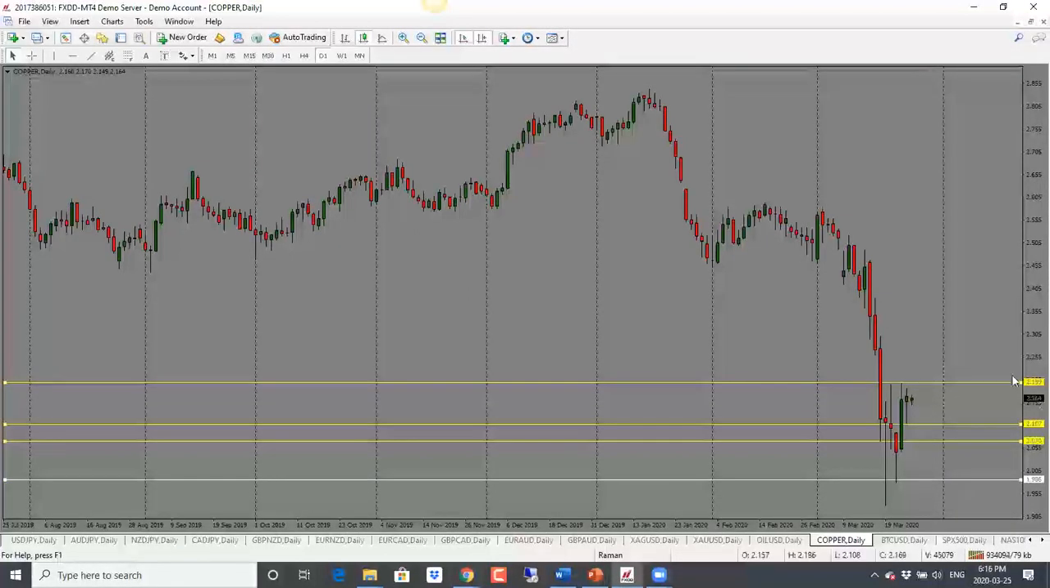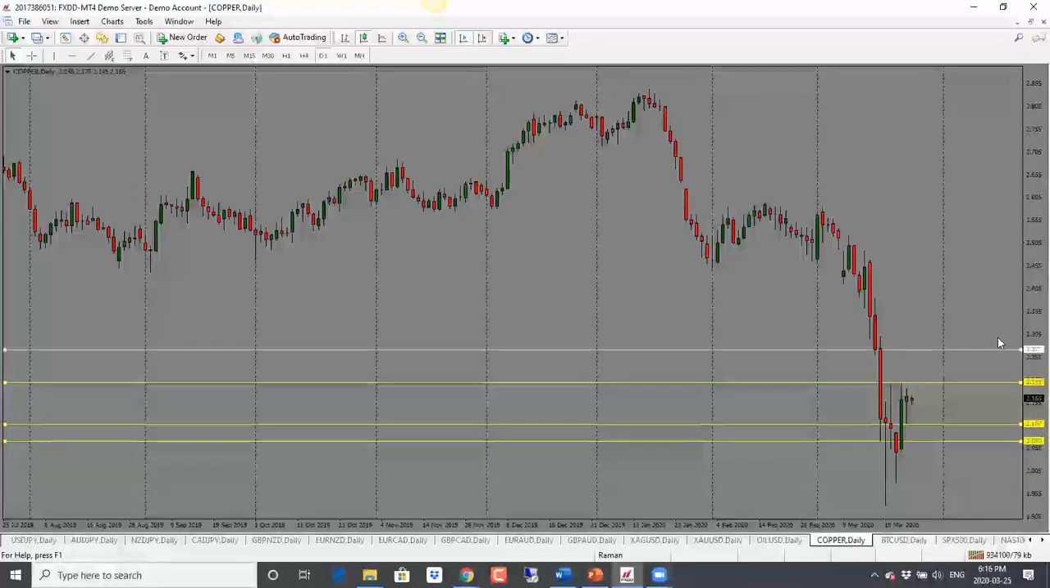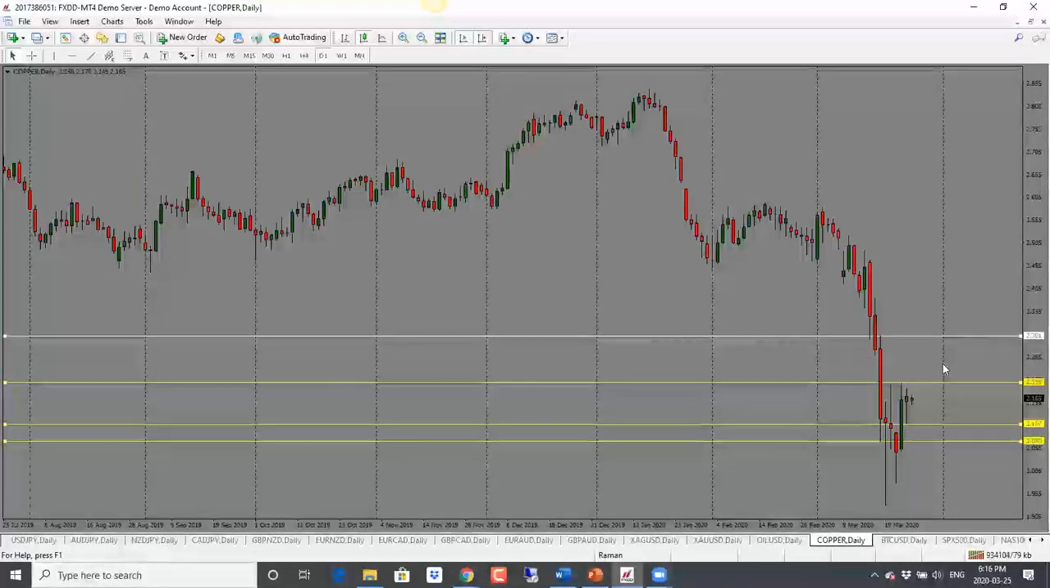So for some reason, if it does go through the resistance level, we could see price go all the way into 2.30. So it's important to watch this level at 2.20. If it holds below, I'm looking for price to drop.